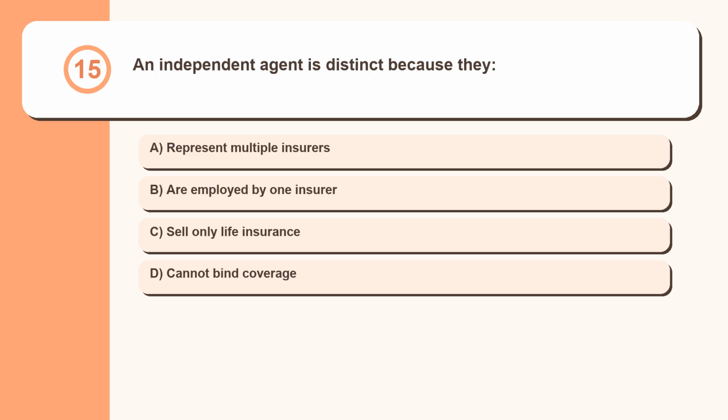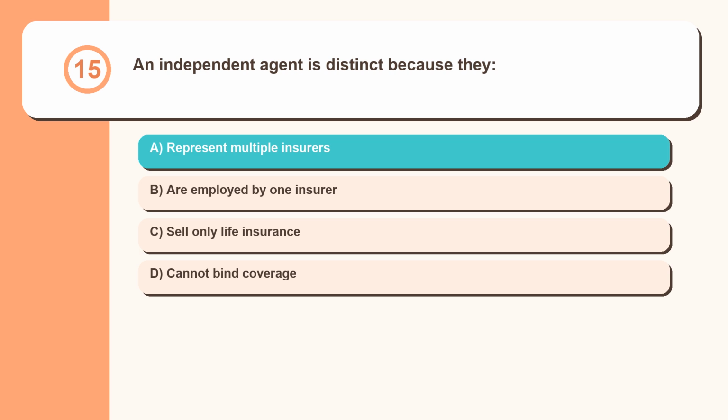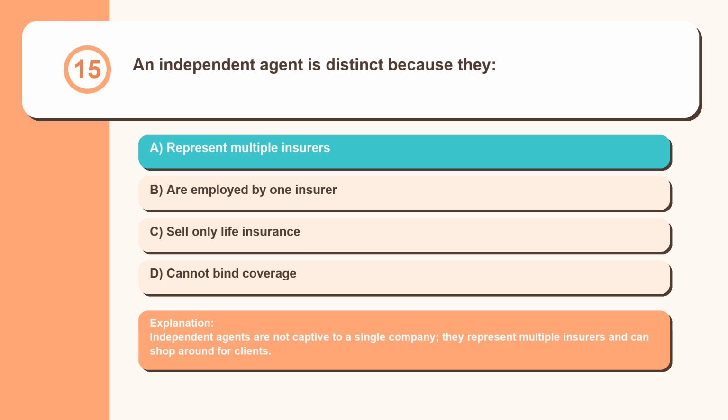Question 15. An independent agent is distinct because they: represent multiple insurers, are employed by one insurer, sell only life insurance, cannot bind coverage? Independent agents are not captive to a single company; they represent multiple insurers and can shop around for clients.